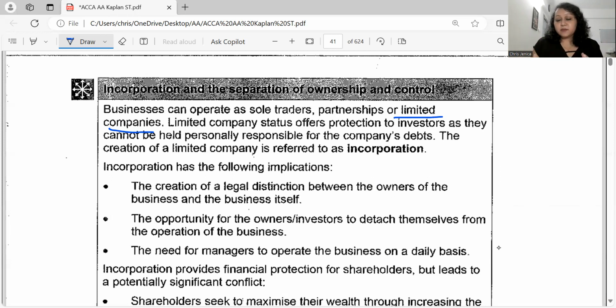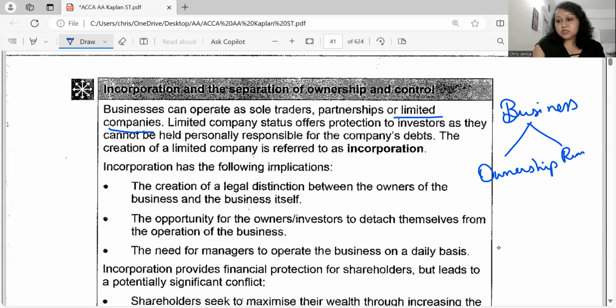Limited companies are where your ownership and the business are separate. This is to provide some kind of protection to the investors. So, if the investors are going to invest, they are not responsible for any debts arising in the company. That is why the business ownership and the operations or running of the business are separate. So that's where a limited company comes into existence, and the creation of a limited company will be called incorporation.